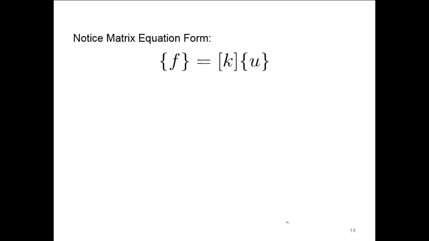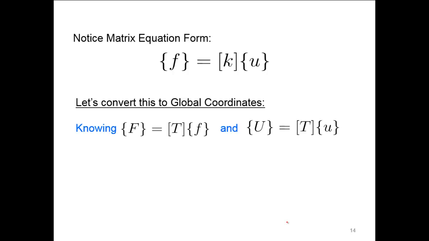All right, so notice the matrix equation form. We got these local forces equals the stiffness matrix times our local displacements. We're going to convert these over to global coordinates because, again, this is one element and we need to attach it to all the other elements making up the whole system, the whole truss frame system. All right, so we can get to the global force and the global displacement if we multiply the local displacement and the local force by our transformation matrix.